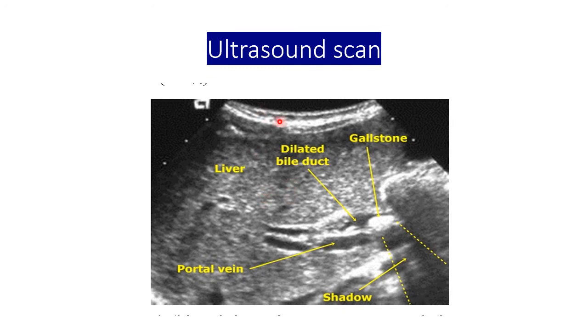Okay, this is an ultrasound scan picture of a patient with obstructive jaundice. In this patient, here you see a dilated bile duct with a gallstone at the lower end, which casts a posterior acoustic shadow, which more or less confirms it is a stone. The portal vein lies posteriorly, it is normal. The rest of the liver tissue is normal. So this is a case of choledocholithiasis with obstructive jaundice.